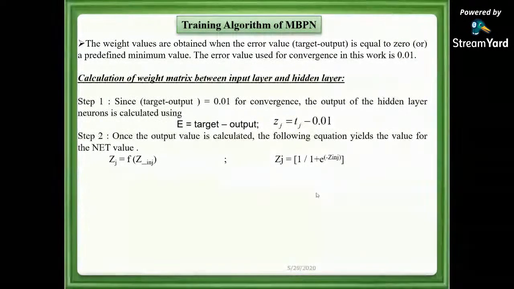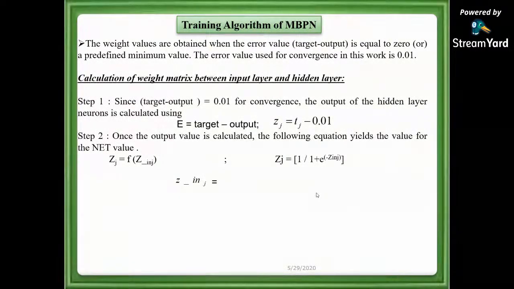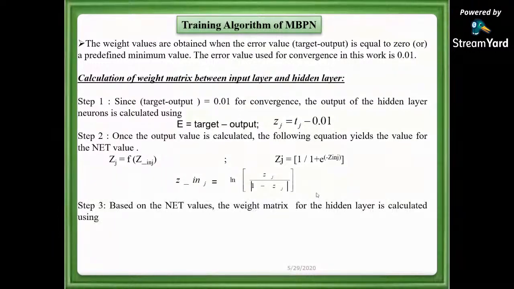With Zj, the net value, you can find Zin_j like this. So how can you find Zin_j from this expression? If you want to remove the exponential part, you have to use the natural logarithm. So if you use ln of Zj by 1 minus Zj, where Zj values are already known, you can find Zin_j. Once you find the net value Zin_j, the expression is Zin_j equal to summation of xi into ui. This equation is the first equation of the training algorithm of BPN.